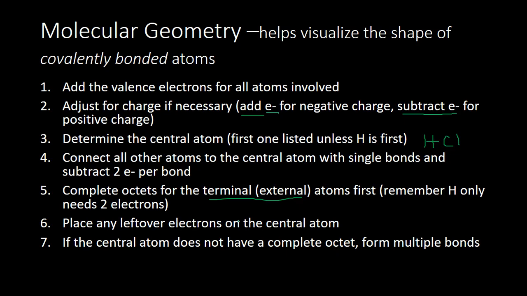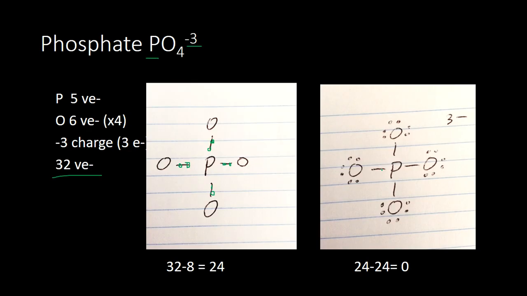Now the next step is complete the octets of terminal atoms first. So oxygen is our terminal atom. We're going to need to add all 6 of the electrons oxygen needs to have an octet. An octet means 8. There's 2 that it's sharing with this phosphorus, and then the other 6 complete the octet. So we're going to complete that for all the oxygens. Now each oxygen has 8 total electrons surrounding it. That required us to use the remaining 24 electrons. We used all 24 to surround the oxygens. We now have none left.